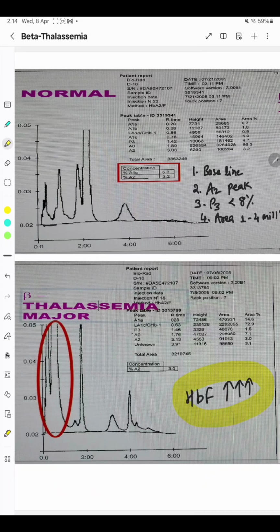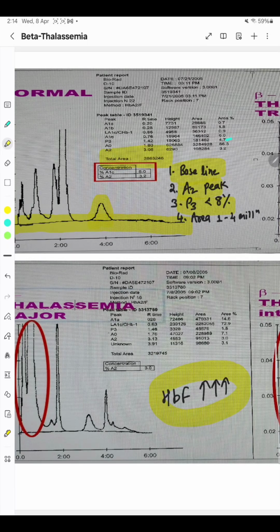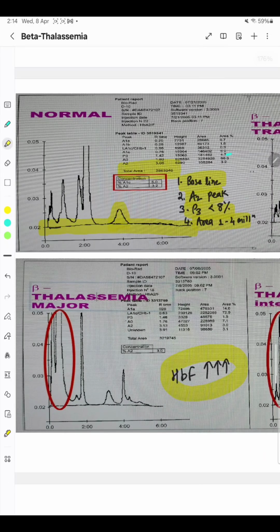We need four things to read an HPLC graph, or these are the prerequisites to read an HPLC graph. The baseline is supposed to be properly constructed. The second thing is the A2 peak. This is the A2 peak. The A2 peak should be present. P3 value is less than 8%. More than 8% P3 value indicates contamination of the sample. Total area is between 1 to 4 million. So this is the HPLC graph of a normal individual.